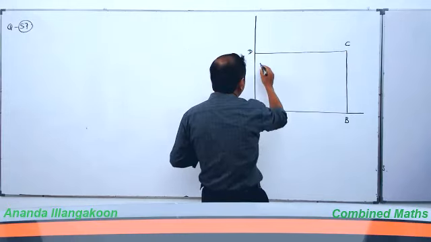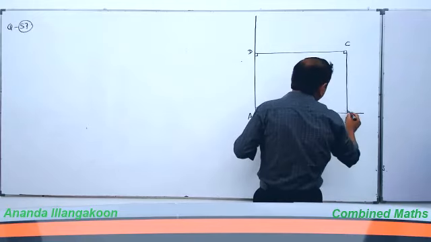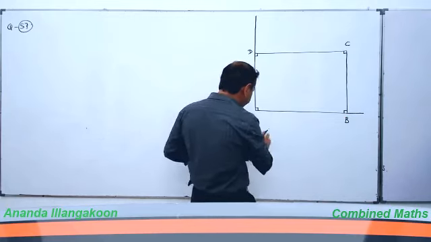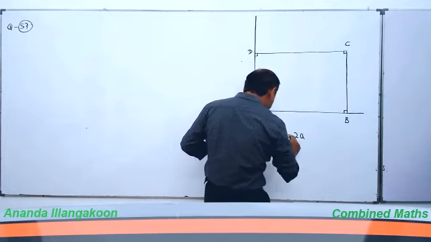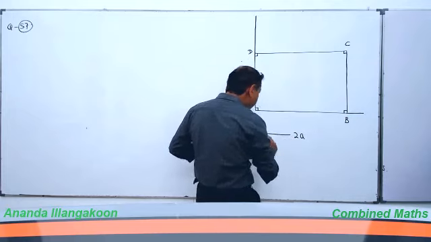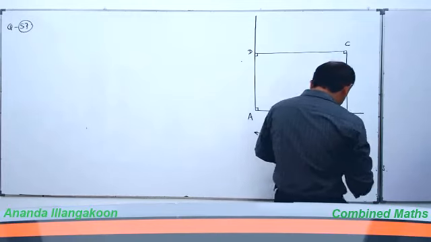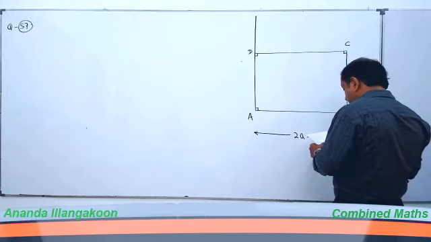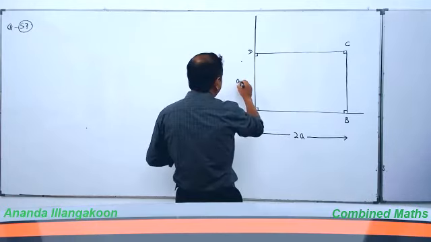It is a rectangle, therefore each interior angle is 90 degrees. And given that AB length is 2A, this length is 2A, and this length 2A, and BC, this AD is A. This is A.